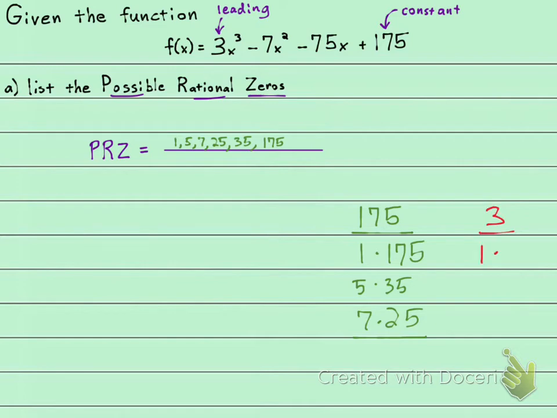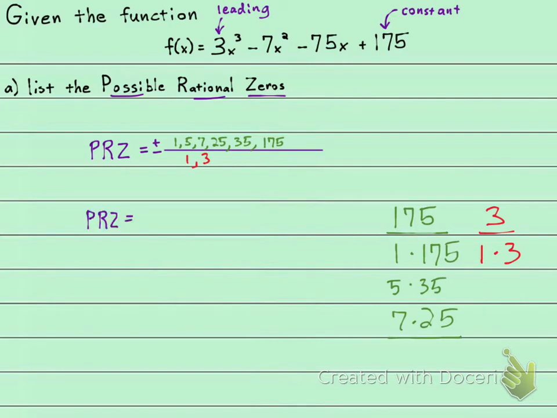All right, now let's list all the possible factors of our leading term, which is 3, and that's pretty easy because it's only 1 and 3. Now what we're going to do is put every one of these possible numerators over every one of the possible denominators, and we're also going to do plus or minus.